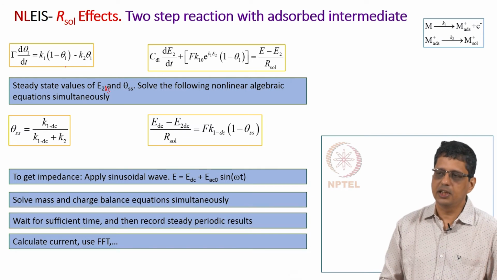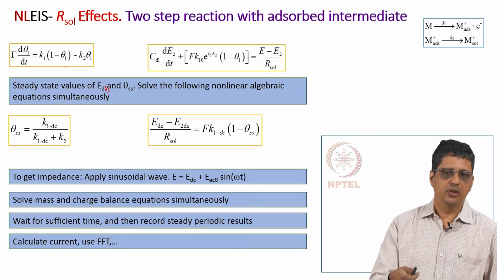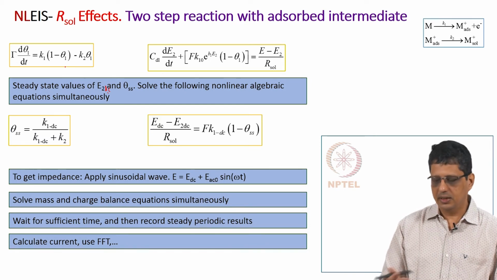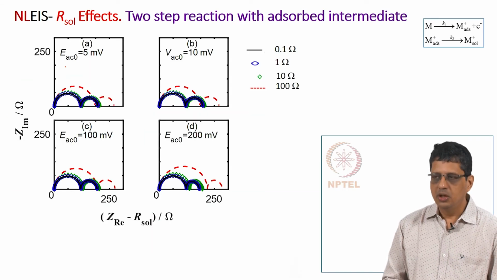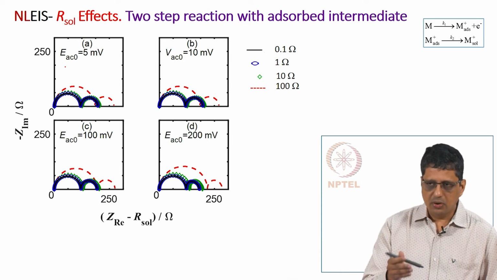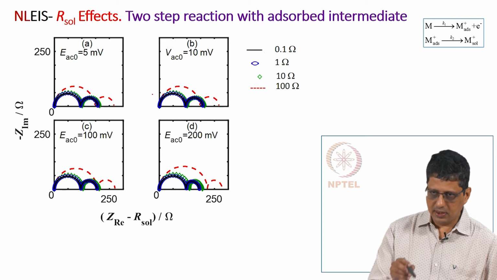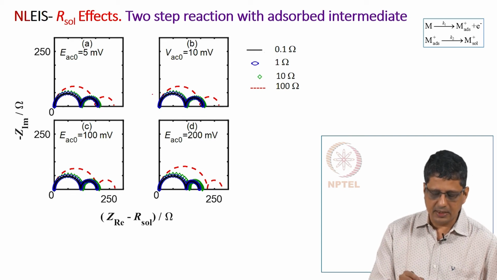And then we go through the same procedure, right, get the current value, apply FFT, get the ratio of potential to current and get the impedance. I am not showing you the code, I am just showing you the final results. In this case, for this given set of kinetic parameters, you get two capacitive loops. When you change the solution resistance, here it increases, but I also want you to note the following.